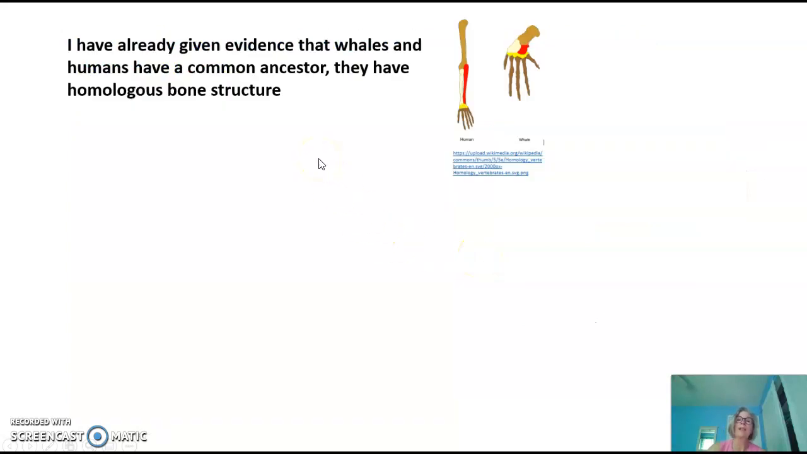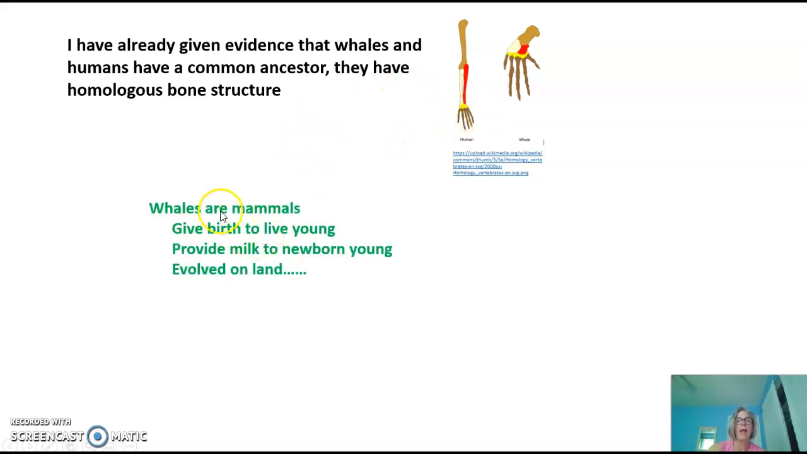So I've already given evidence that whales and humans have a common ancestor because they have that homologous bone structure. So whales are mammals. One of the definitions of mammals is they give birth to live young. Another is that they provide milk to newborn young, and whales do this. But mammals evolved on land.